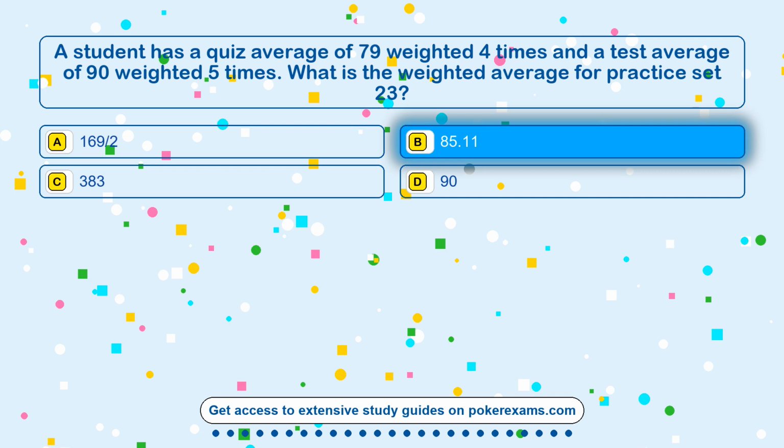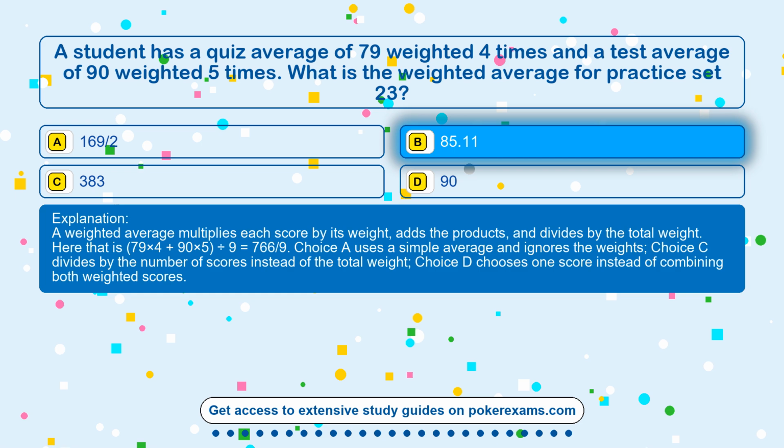85.11. A weighted average multiplies each score by its weight, adds the products, and divides by the total weight. Here that is 79 times 4 plus 90 times 5, divided by 9, equals 766/9. Choice A uses a simple average and ignores the weights, choice C divides by the number of scores instead of the total weight, choice D chooses one score instead of combining both weighted scores.